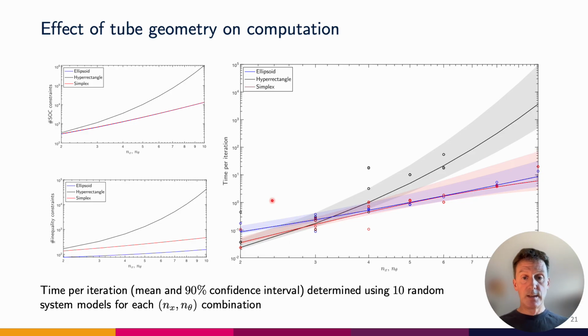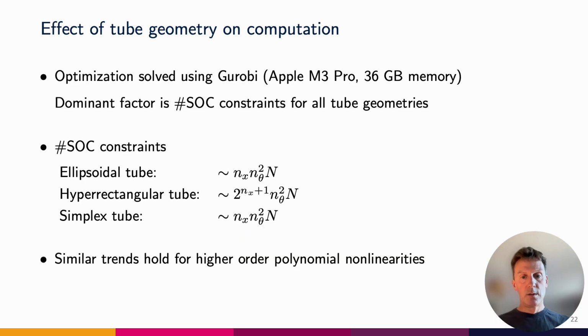And the reason for this is that the main factor contributing to computation here is the number of second order cone constraints, which is roughly the same for the ellipsoid and simplex tube approaches, whereas it grows exponentially with problem size for the hyperrectangular approach. The computation times shown on the previous slide were obtained using the solver Gurobi.